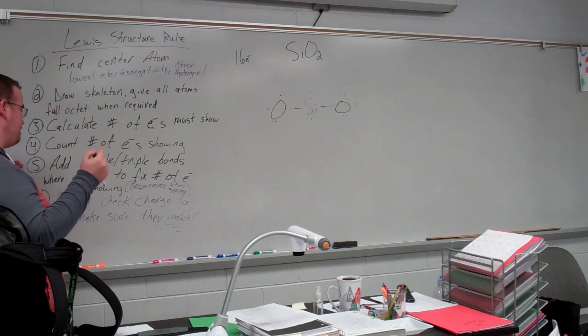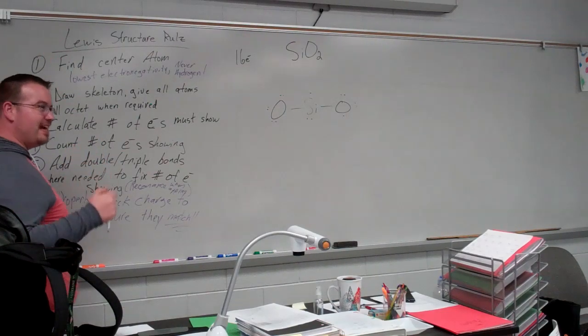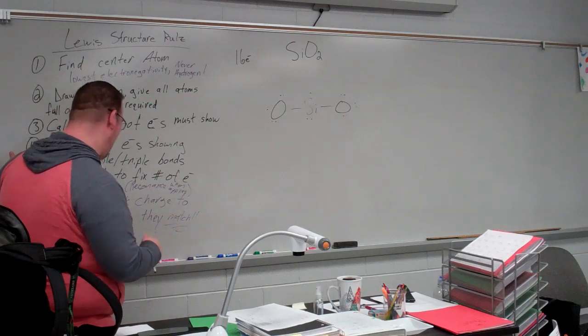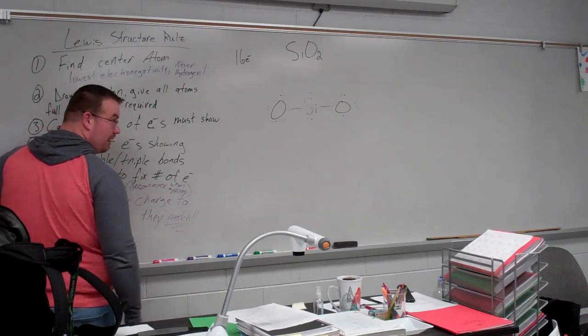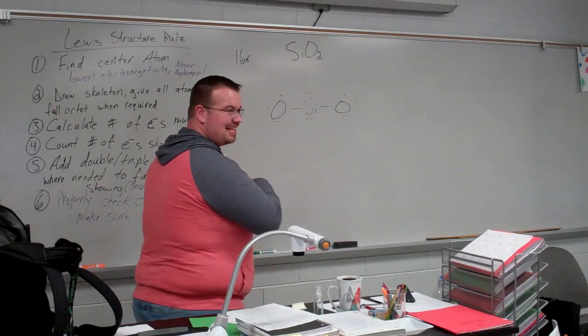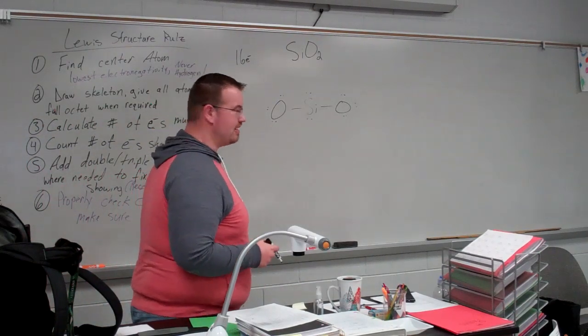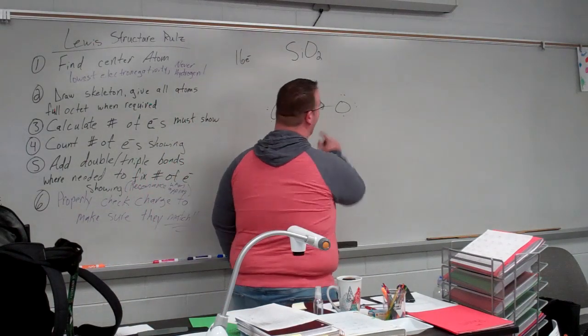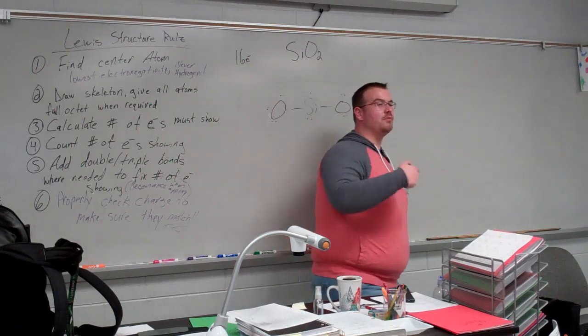Add double, triple bonds where needed to fix the number of electrons showing. Resonance when applies. That's the last thing. We're not there yet. All right, we need to add in double or triple bonds here.